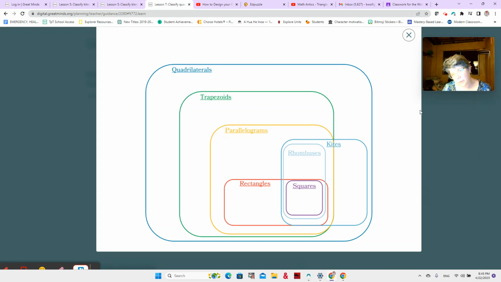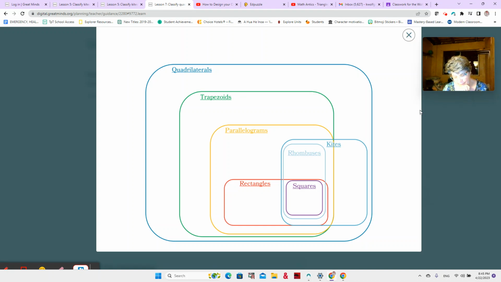Does that mean that all quadrilaterals are trapezoids? No, right? Some quadrilaterals do not have parallel sides, right? Trapezoids need to have at least one pair of parallel sides, and you can have a quadrilateral, a four-sided figure, that doesn't have parallel sides, right?